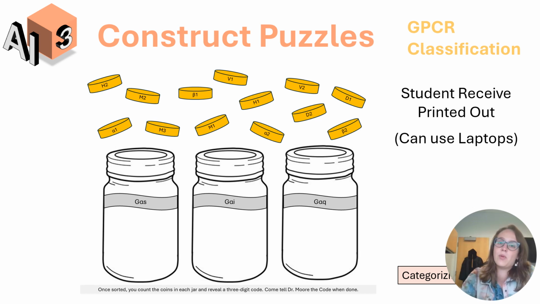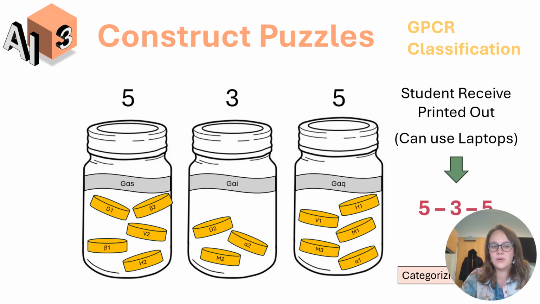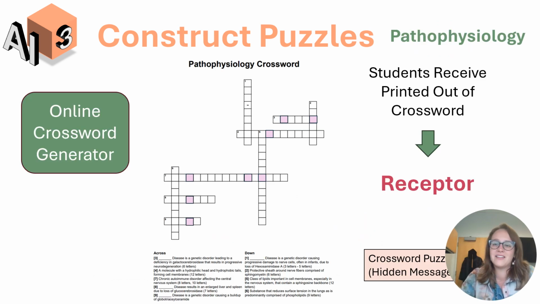Another example was when we did GPCR classifications. This was a categorization puzzle where students had to take the coins and put them into the appropriate jars, and this would generate a 3-digit code. And what you see here is that this would generate the code 535, which then was given to me, the facilitator in the room.